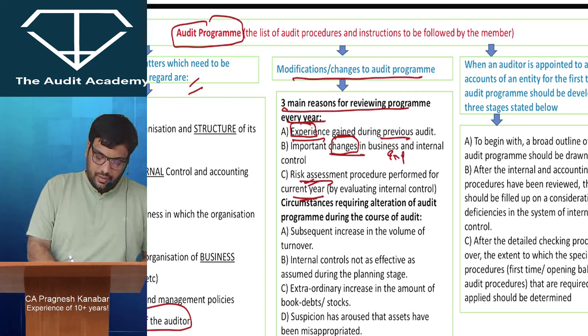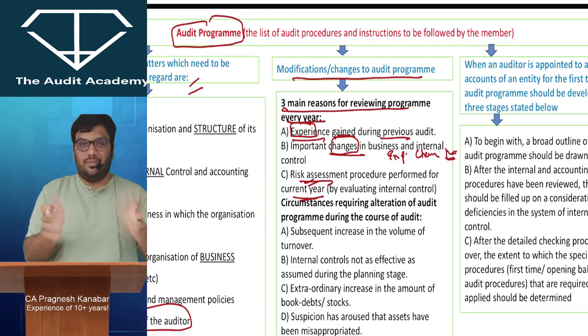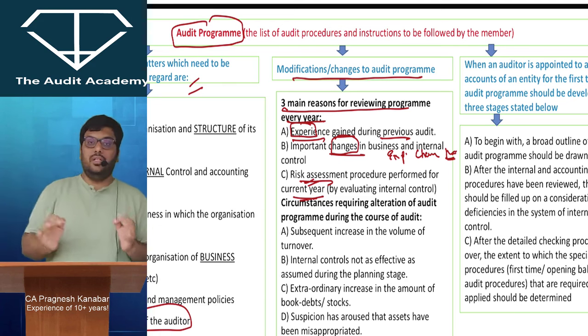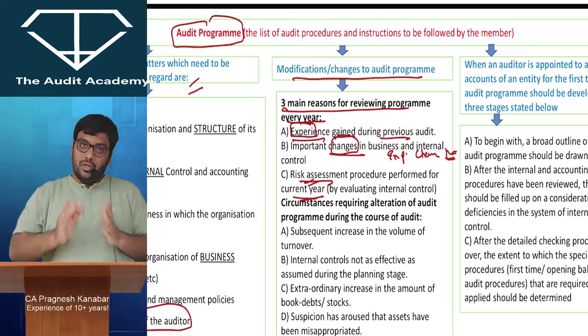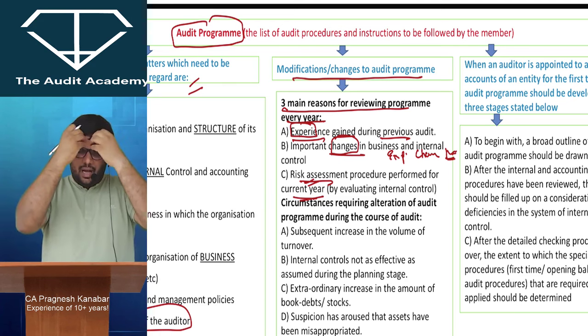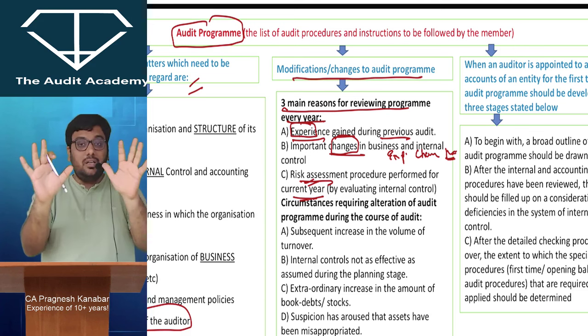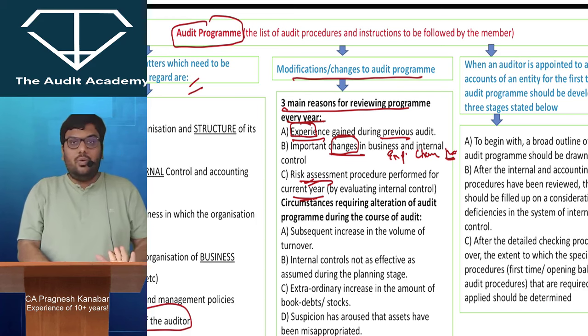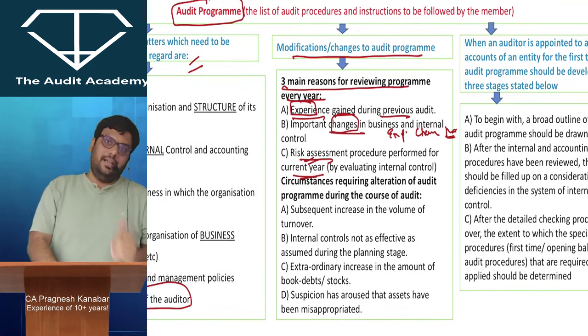So experience changes the risk, or risk changes experience, whatever it is, right? These three words I want in your answer. If they ask you a question, what are the three main reasons for reviewing the program every year? All right. So if you understand the concept and have this broad outline in your mind that, okay, these are the possible questions, then if the question is with respect to program, you will come to know that only these three, four questions are possible. All right. Accordingly, you can write the answer.